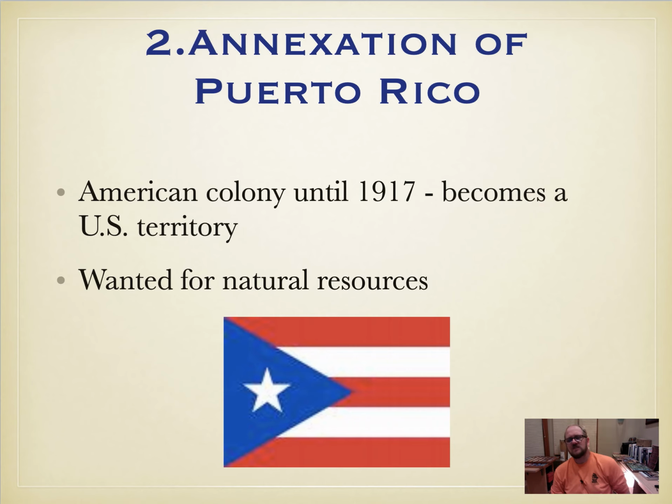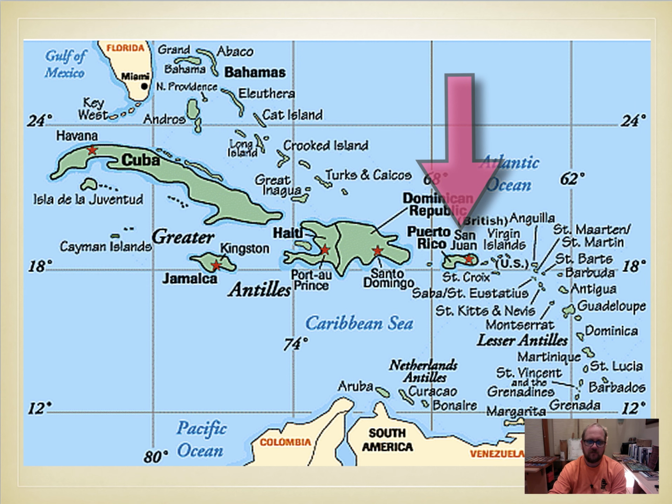We also decide by the late term of Wilson to actually annex Puerto Rico to make it a U.S. possession and not just a colony. So that's going to be something that we do. Obviously, we wanted Puerto Rico for its location in the Caribbean as a naval base, but also for natural resources. Let's see here, there's Puerto Rico right there.